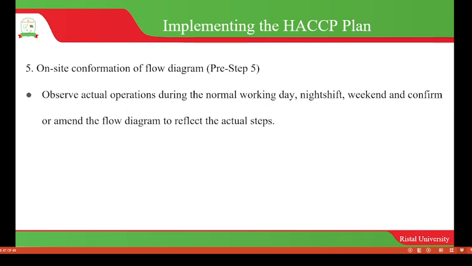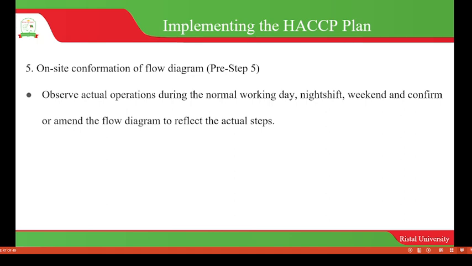So in step number 4, you have just constructed the flow diagram. You now need to observe whether the procedures shown in the flow diagram are followed as they are shown on the chart, or whether there are problems with the flow chart. If there is a problem with the flow diagram, then you can go and amend those changes to reflect the actual steps which are being followed.